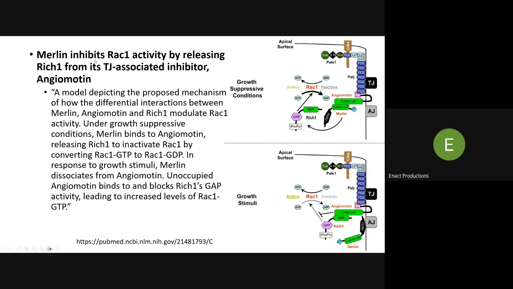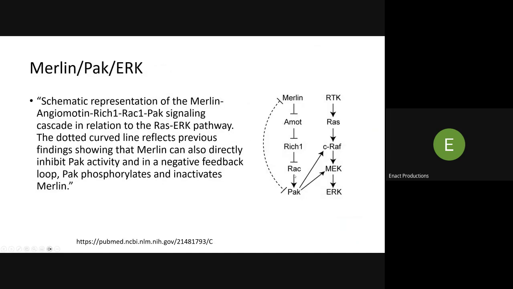I'm just going to read this. Merlin inhibits RAC1 activity by releasing RICH1 from its tight junction associated inhibitor, angiomotin. So what's shown here is a model depicting the proposed mechanism of how different interactions between Merlin, angiomotin, and RICH1 are modulating that RAC1 activity. You may recall RAC1 is this right here. So RAC is upstream of MEK and ERK, these things that result in tumor growth.